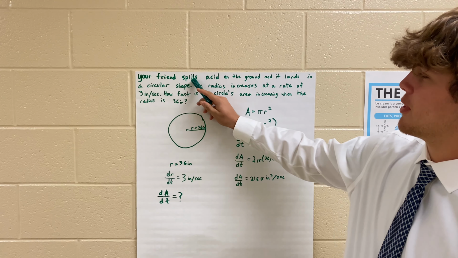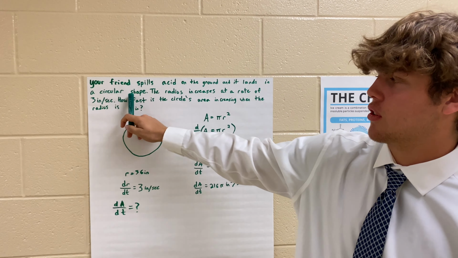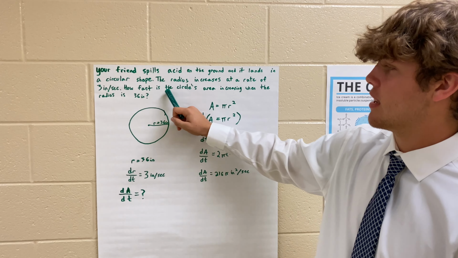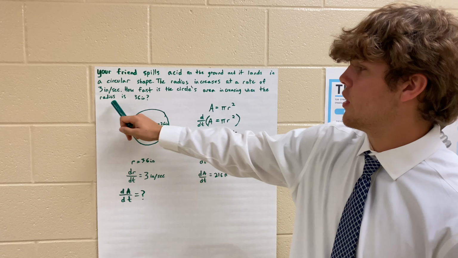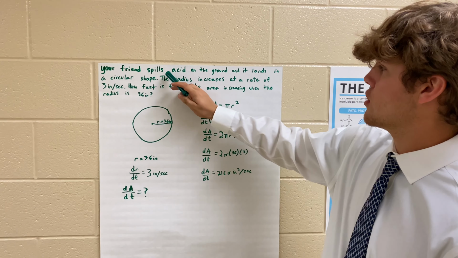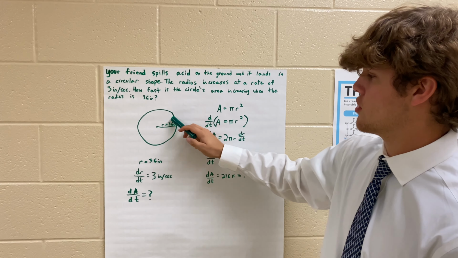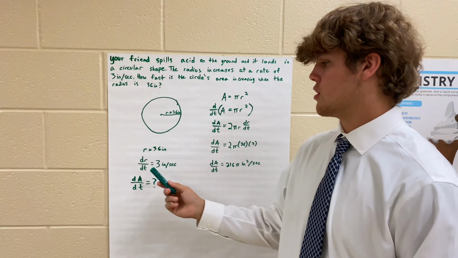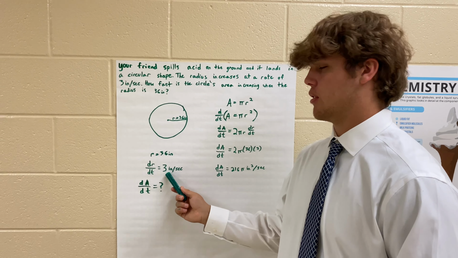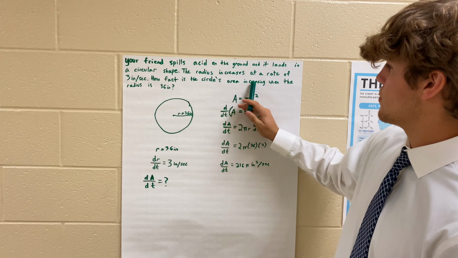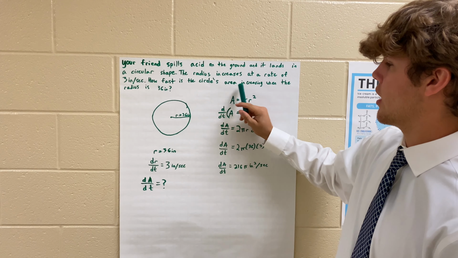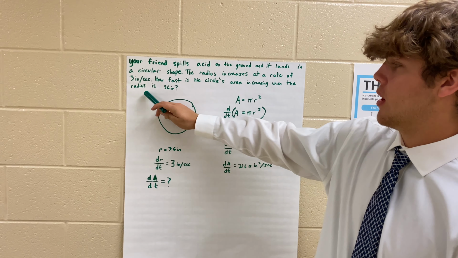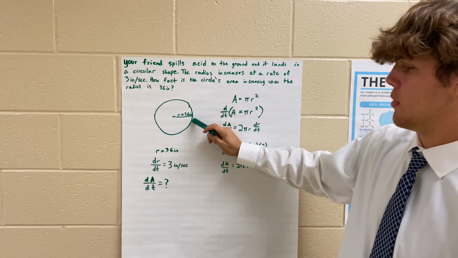So your friend spills acid on the ground and it lands in a circular shape. The radius increases at a rate of 3 inches per second. How fast is the circle's area increasing when the radius is 36 inches? So first we can draw our diagram of a circle, and we know that the radius increases at a rate of 3 inches per second. So dr over dt equals 3 inches per second. We're looking for how fast the area is increasing, so we're looking for dA over dt, when the radius is 36 inches, so r is 36.